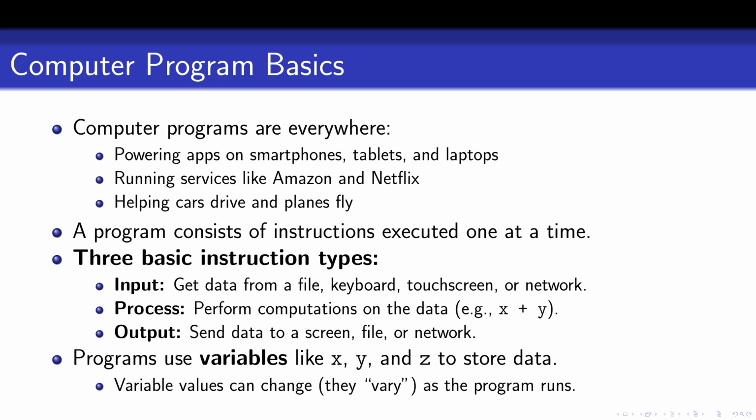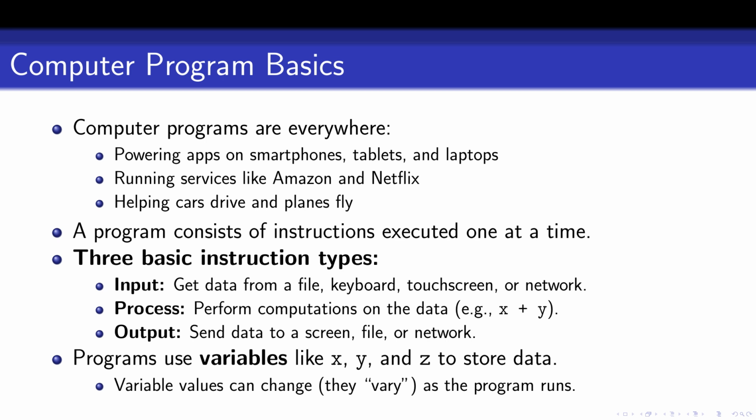Let's begin by answering a fundamental question. What is a computer program? Simply put, a program is a set of instructions that a computer executes one at a time. These instructions fall into three main categories: input, process, and output.